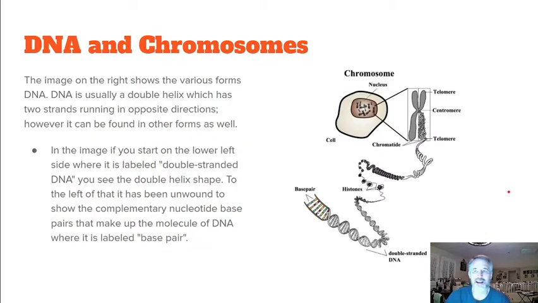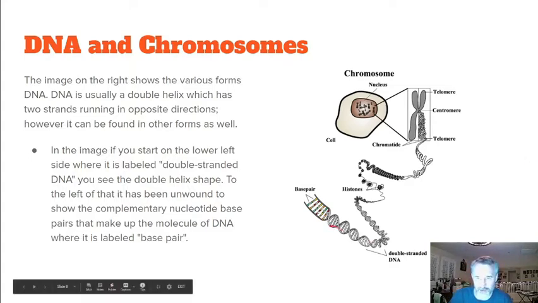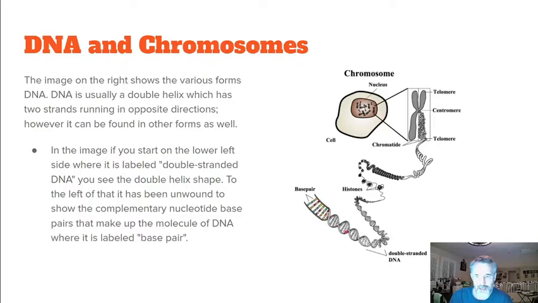So how is DNA related to chromosomes? If you look at the image to the right, it shows various forms of DNA. DNA is usually this double helix, as we just mentioned. So you see this double helix. Well, normally in a cell, it's unwound, and you wouldn't even see this molecule. It's very, very thin. It's a really long molecule, but it's so thin that you wouldn't be able to see it even with the best light microscopes that we have.